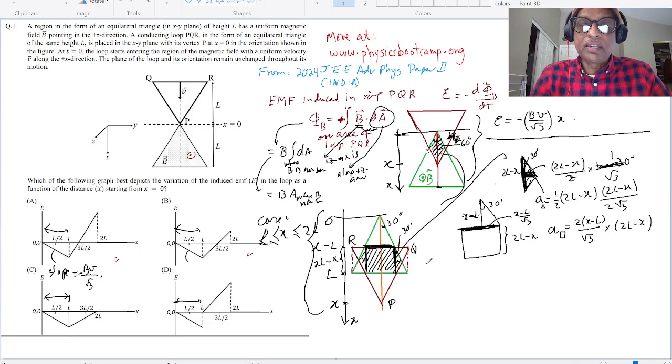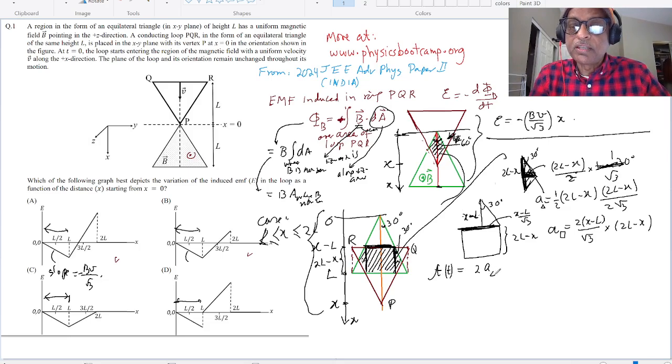And so the area that has non-zero magnetic field is equal to 2 times the area of the triangle plus the area of the rectangle. So we can add these guys up. You have a 2L minus x, and this you can square it, 2L minus x squared over 2 square root of 3. But this one doesn't get squared, 2 over square root of 3 times x minus L times 2L minus x. So this is the one.